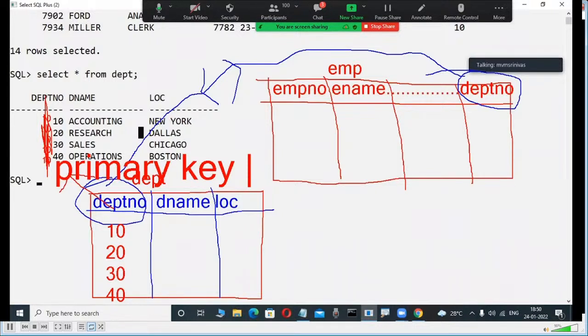Observe here. But unfortunately, in the EMP table, the department number is not like that. Duplicate data is there. 10, again 10, again 10, again 20, again 20, again 30, again 30, like this. That's why whenever duplicate data is there in a common column, this column is called a foreign key. Foreign key, we are defining it, don't worry.